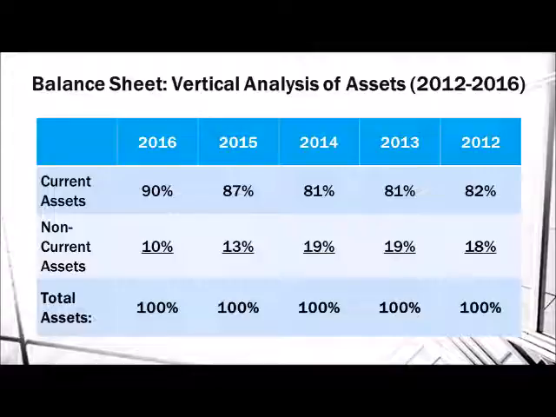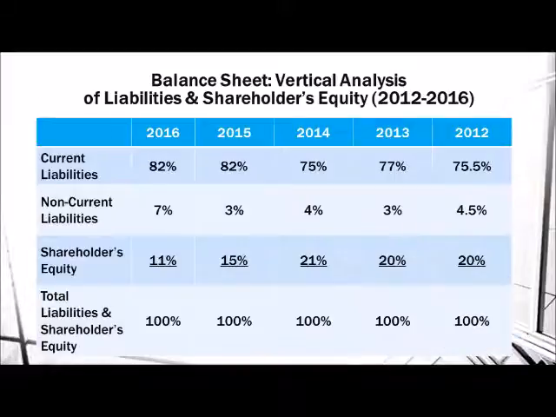And in the next slide, the analysis of the liabilities and shareholders' equity also reveals in the most recent year that long-term debt is higher by 4% from the prior year, which is consistent with my previous statement that ADP had acquired more long-term debt.